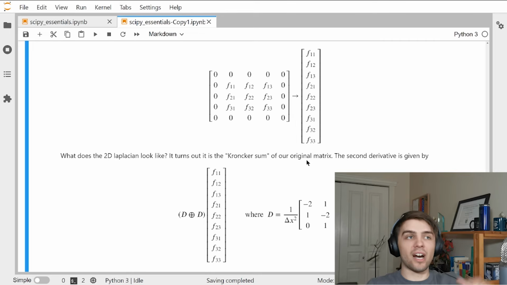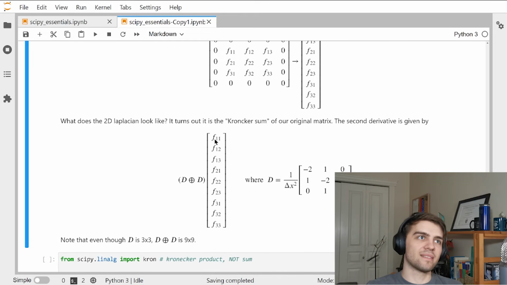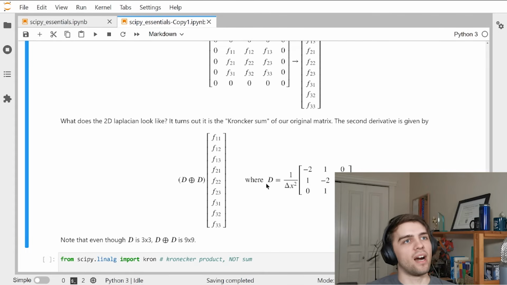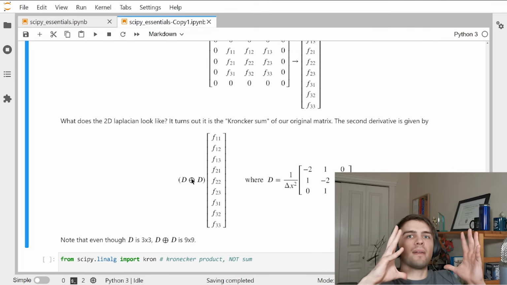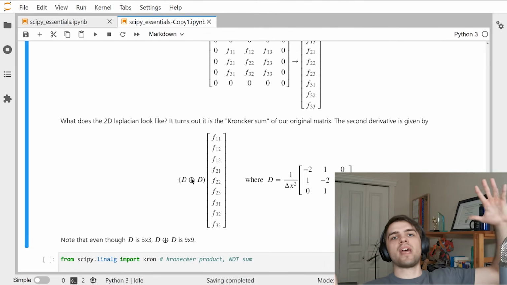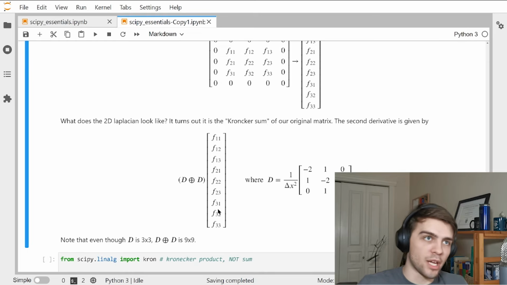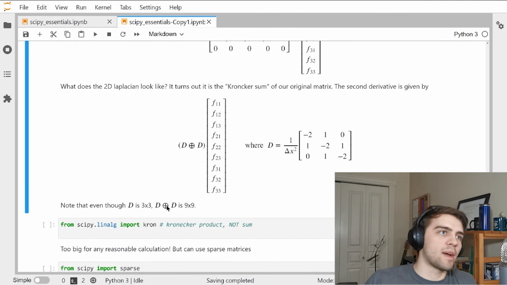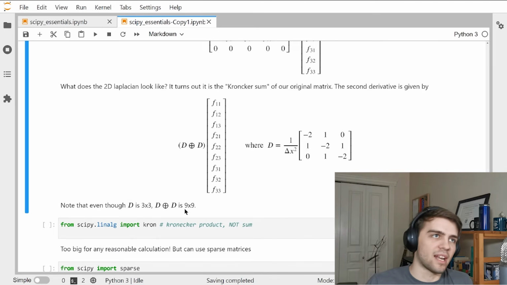If it were 100 by 100, this would be 10,000 long, and so this matrix here would be 10,000 by 10,000. That's too big to store on a computer at that point when you have floating point numbers, where D is equal to this. So the Kronecker sum takes an n by n matrix and converts it into a much bigger n squared by n squared matrix. So if D is 3 by 3, D plus D is 9 by 9. I encourage you to look specifically at the mathematics if you're interested in what the Kronecker sum is.